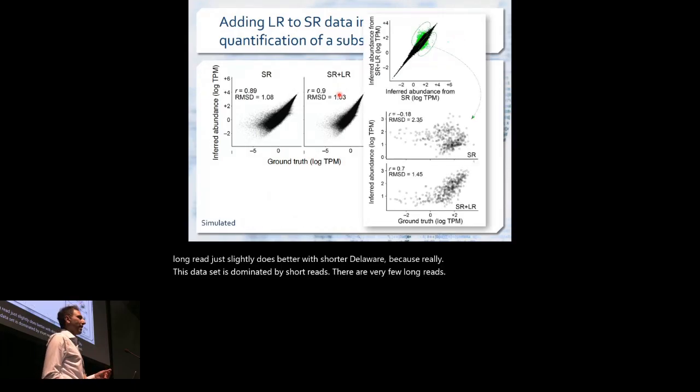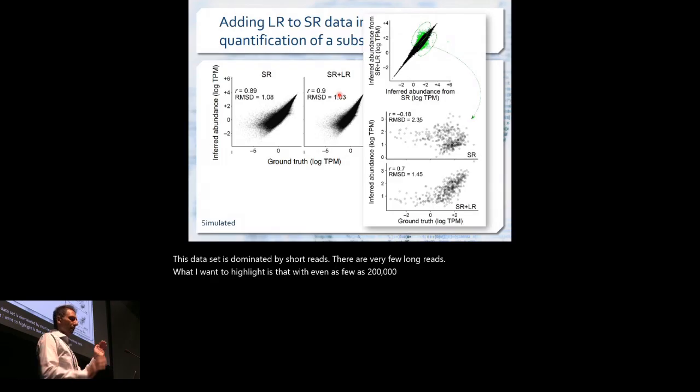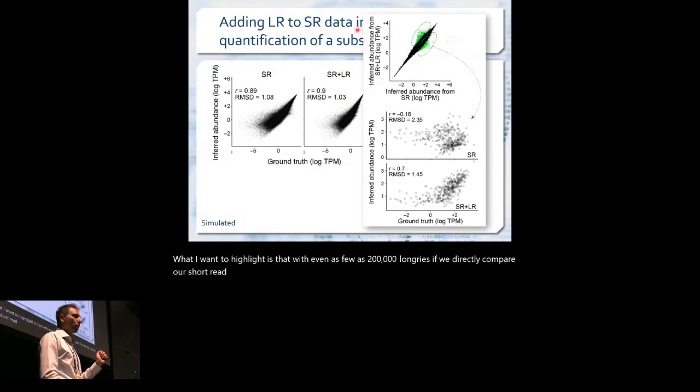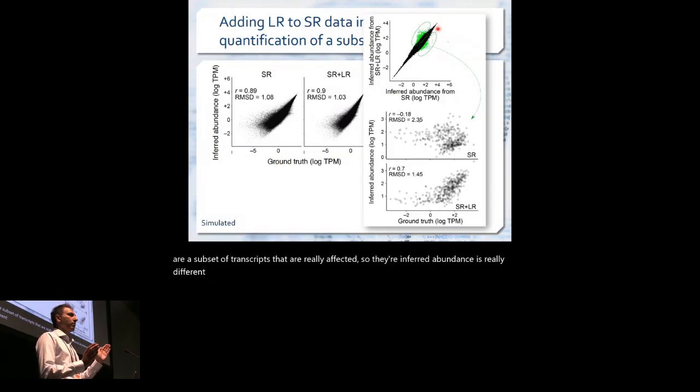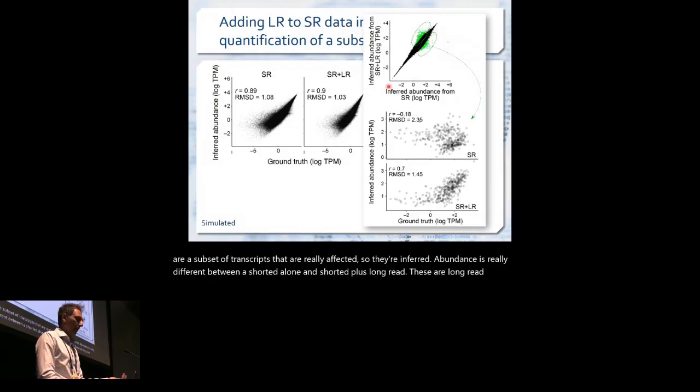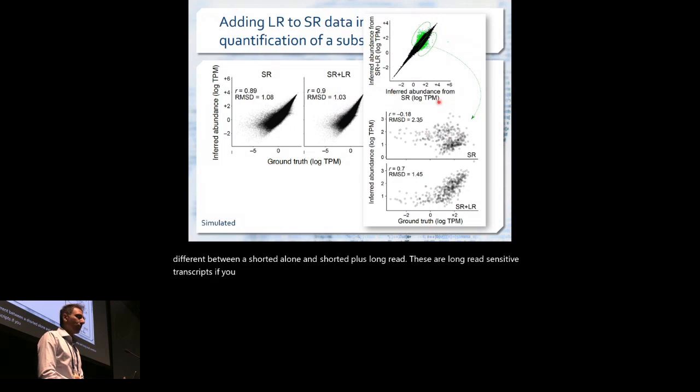What I want to highlight is that with even as few as 200,000 long reads, if we directly compare our short read based inference versus short plus long read inference, then we see that there are a subset of transcripts that are really affected. So their inferred abundance is really different between short read alone and short read plus long read. These are long read sensitive transcripts, if you may. And when we look at how we do for this subset of transcripts, then we see that adding long reads to short reads really helps.